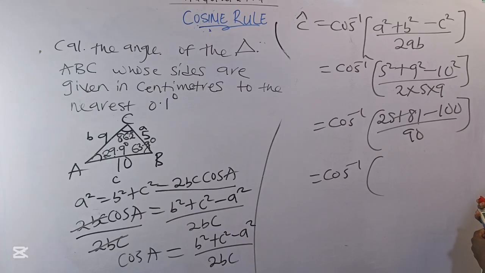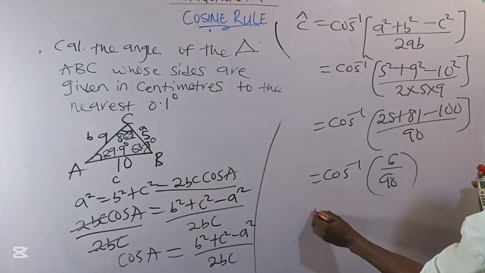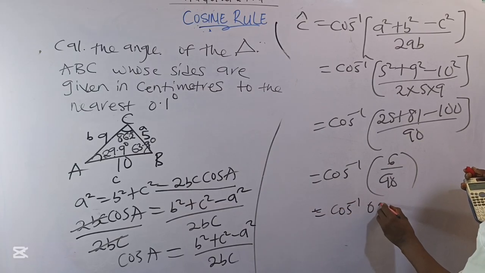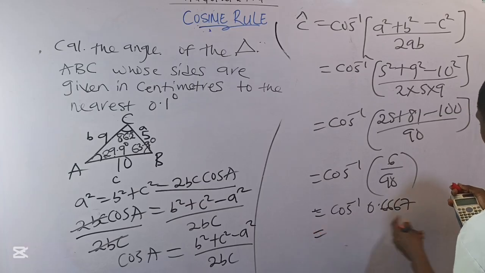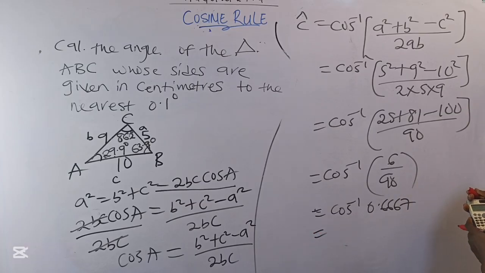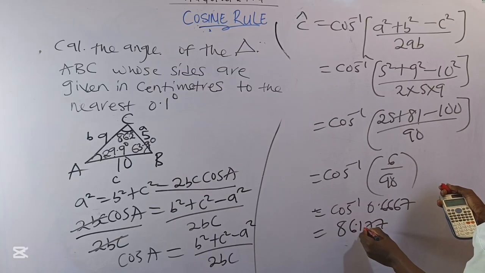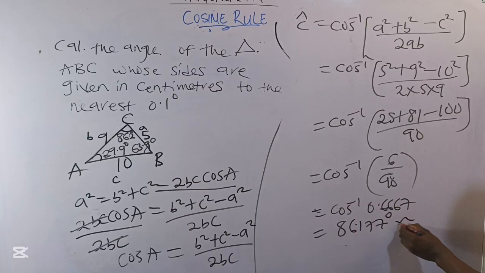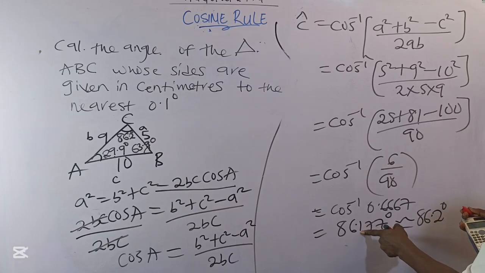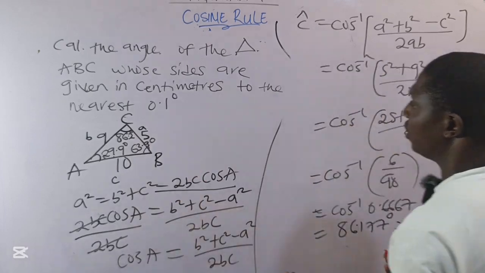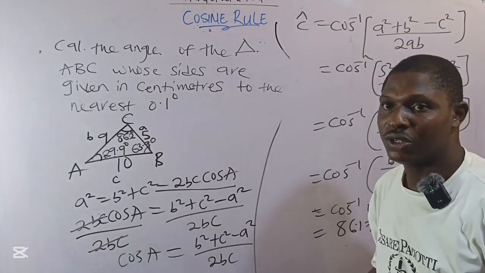25 plus 81 minus 100, giving me 6 over 90. So I'll check 6 divided by 90. I will have it as cos inverse of 0.6667. And shift cos of this value will give me 86.177 degree, which is approximately equal to 86.2 degree. Since 7 is greater than 4, you can add 1 here, which is the same with what we got here. So this is the solution to this question.